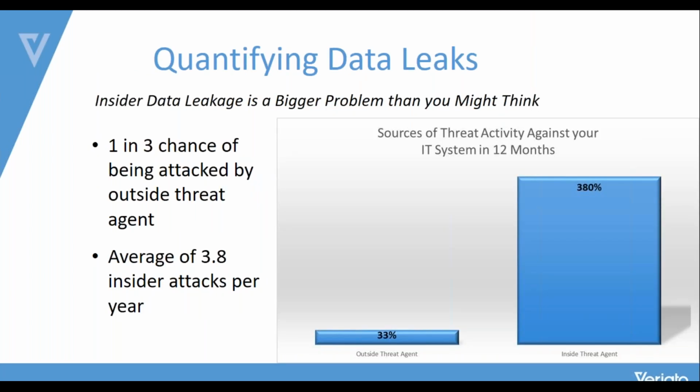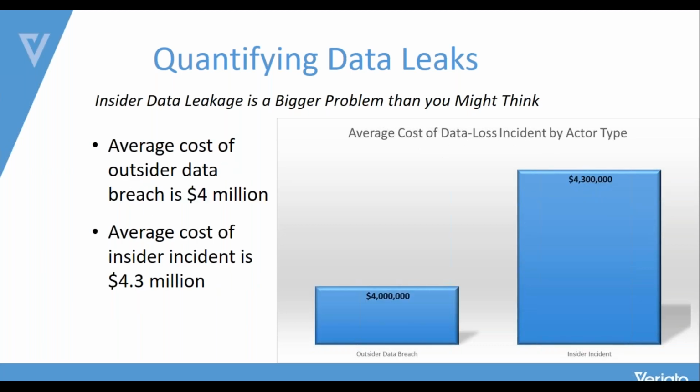So now, when we look at quantifying those data leaks, there's a 1 in 3 chance of being attacked by an outside threat agent. If you look at the right side, it says the outside threat agent is about 33%. Now, you're going to average 3.8 insider attacks per year. So you have a much larger chance of being hit by an inside attacker than an outside attacker. And another significant thing is that the average cost of an outsider data breach is $4 million. The average cost of an insider incident is $4.3 million.